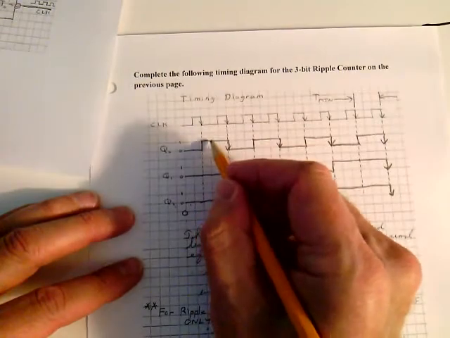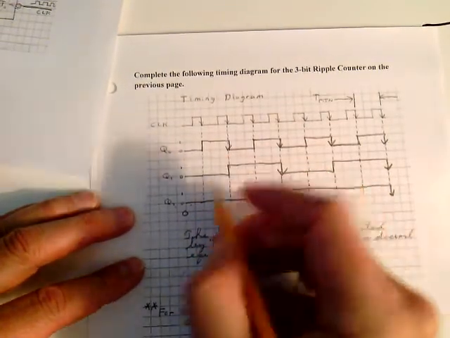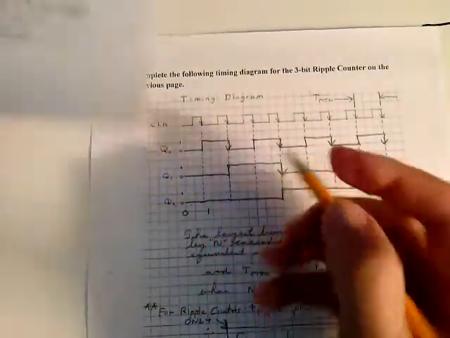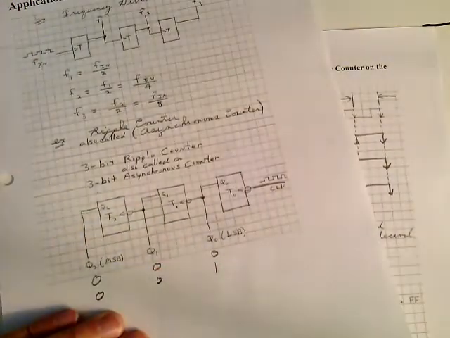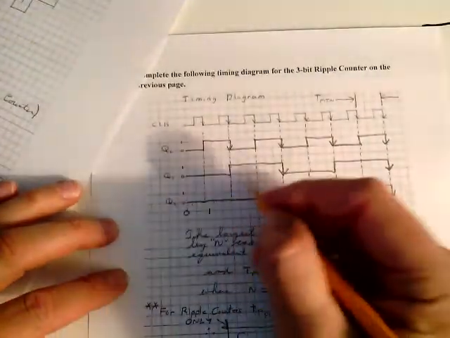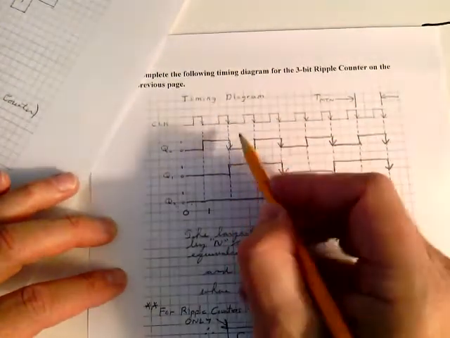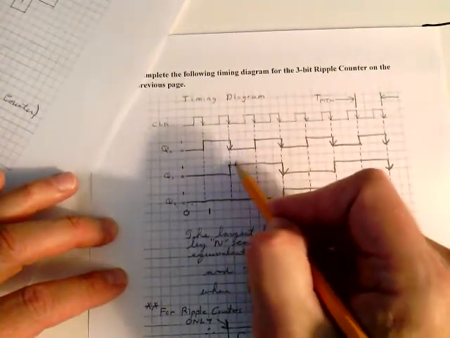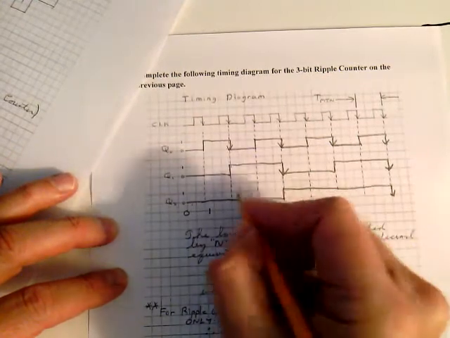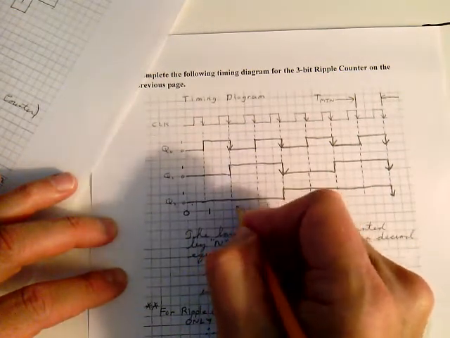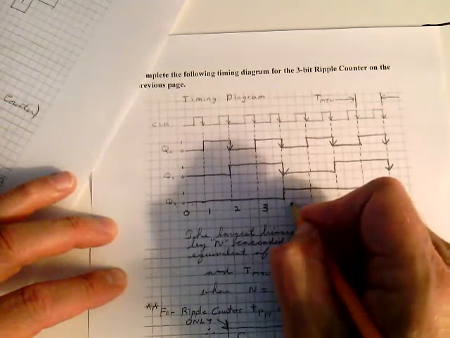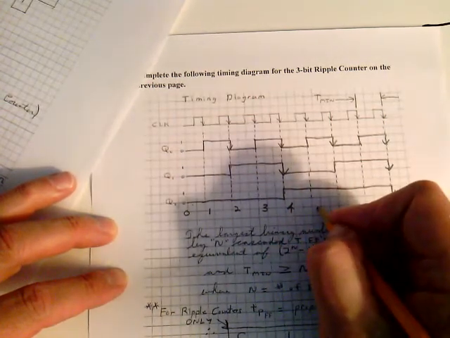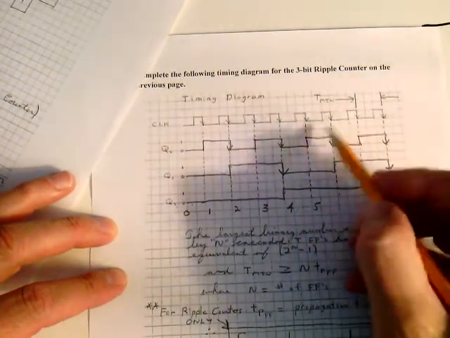After the first clock, you get a 1, 0, 0. That's a count of 1. On the next one, you get a 0, 1, 0. That's a 2. And there's a 3. And there's a 4. And there's a 5. How do I get 5?